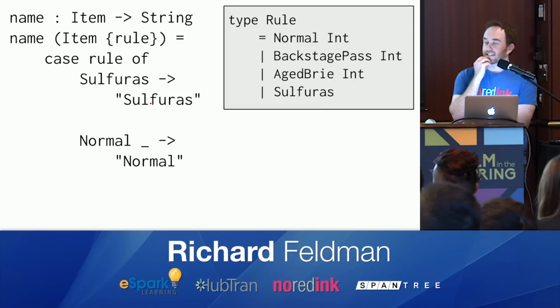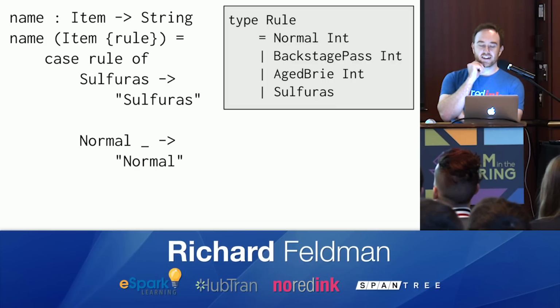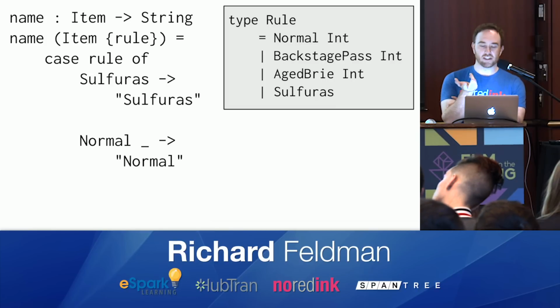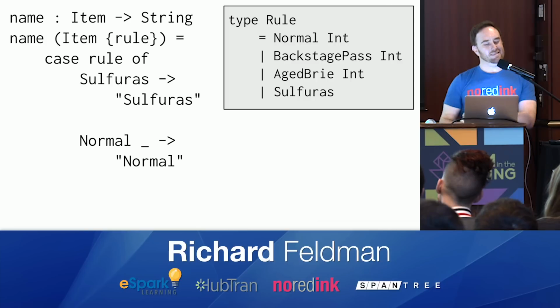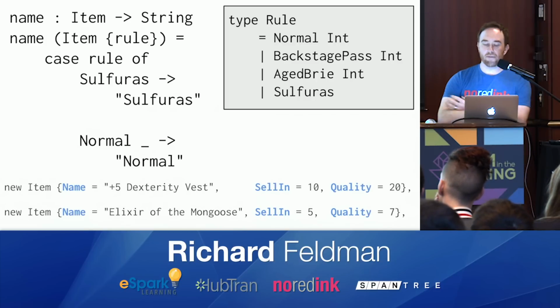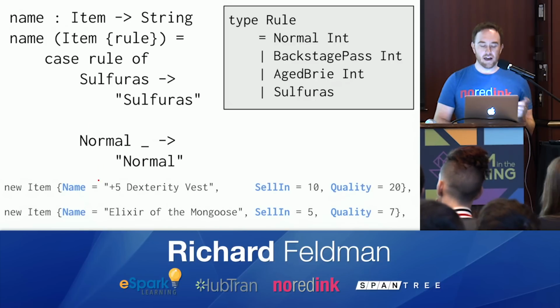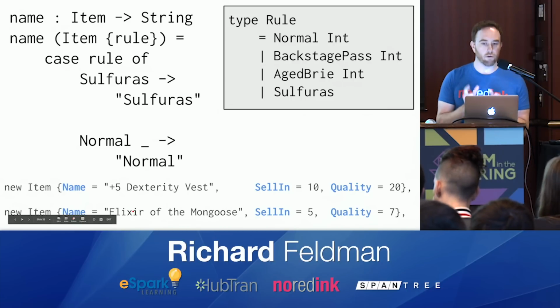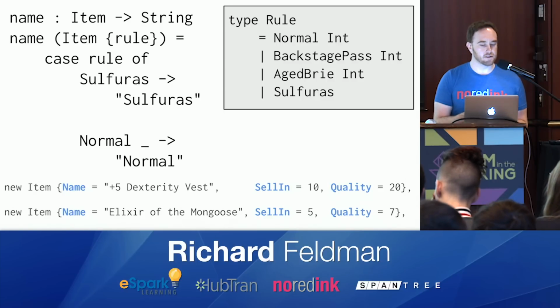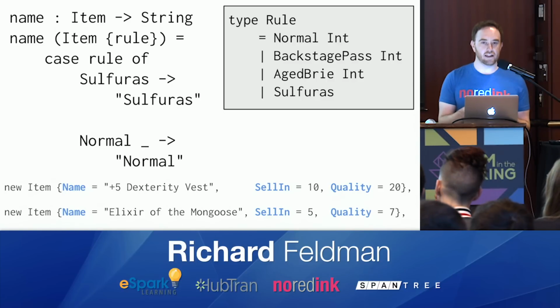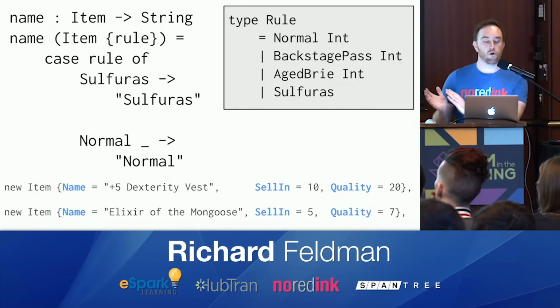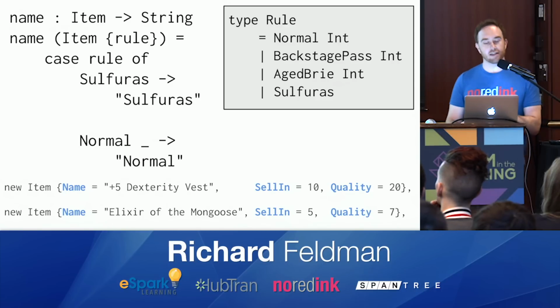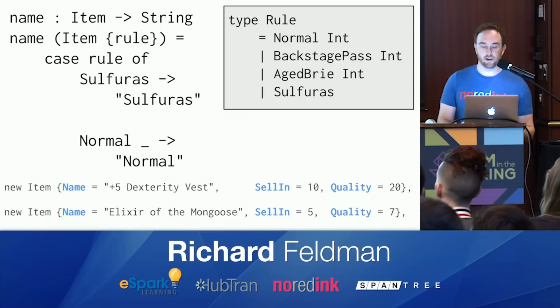But look at this normal case here. That doesn't quite look right. I mean, if it's a normal rule, we're just going to say that name is normal. That doesn't sit well with me, because if we thought back to the C# example, we had things like +5 dexterity vest and elixir of the mongoose, and both of those followed the normal rules, but they had different names. So it kind of seems like the data structure we've made here is not sufficient to capture this use case of having different normal items that have different names. Sulfurous only has one name, it's legendary. That's not true of dexterity vest or elixir of the mongoose.